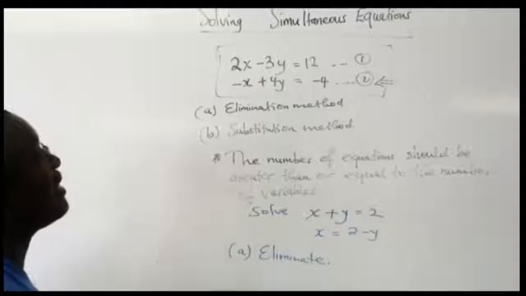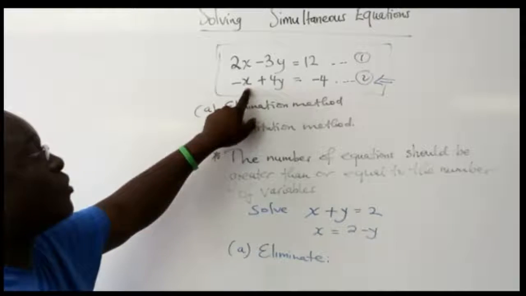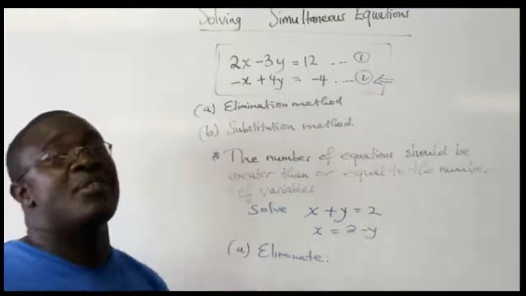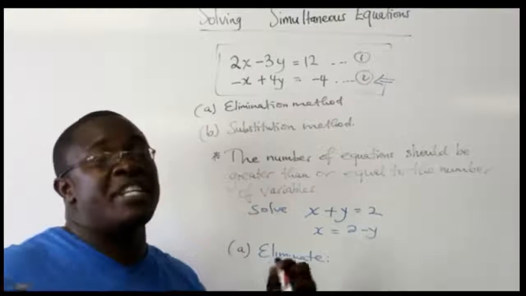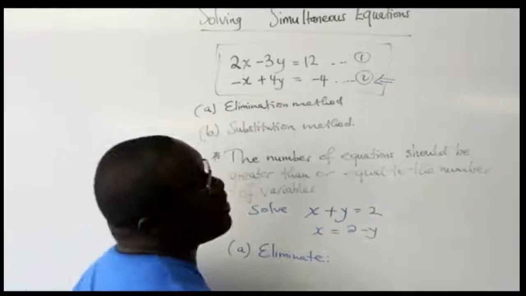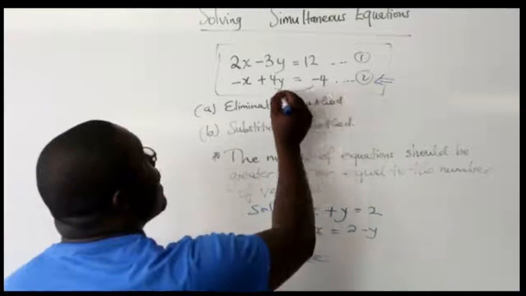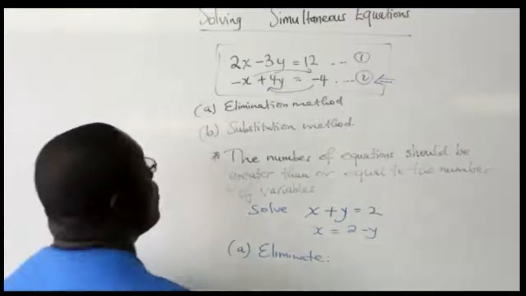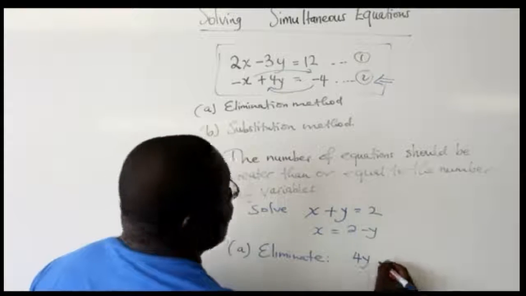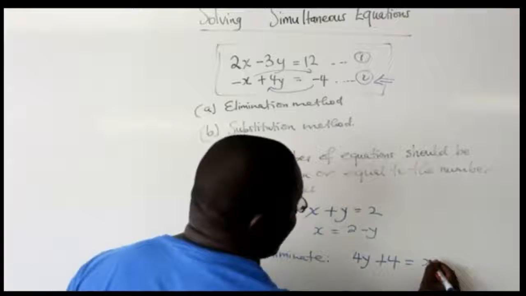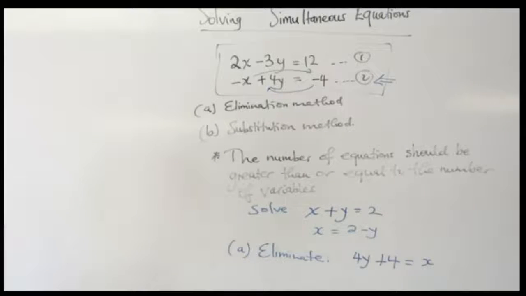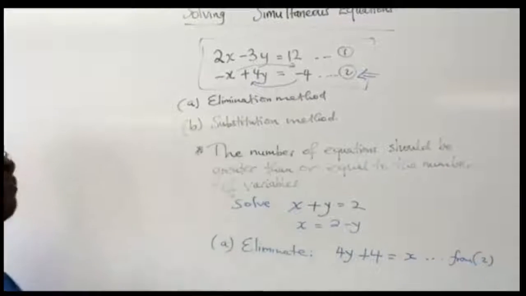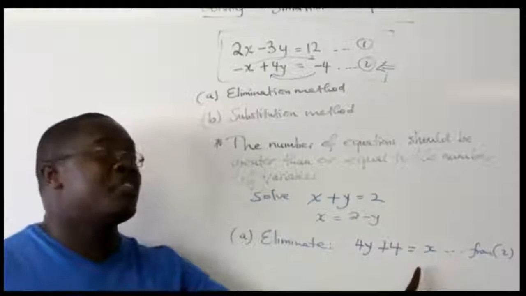For me, the reason why I'm going to eliminate x in 2 is because I can just get rid of the negative and I have an x which has no other special coefficient, right? So what I'm going to do is bring negative 4 to this side and take x to that side. That will solve my problem for me, right? So it's going to be 4y plus 4 equal to x. So that's the value of x, from equation 2.